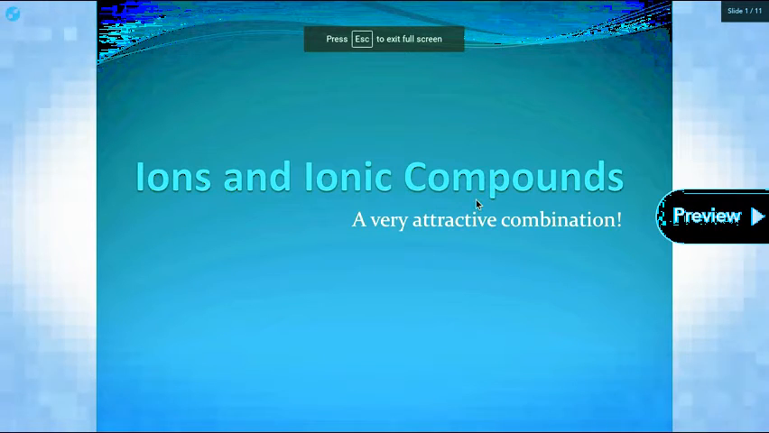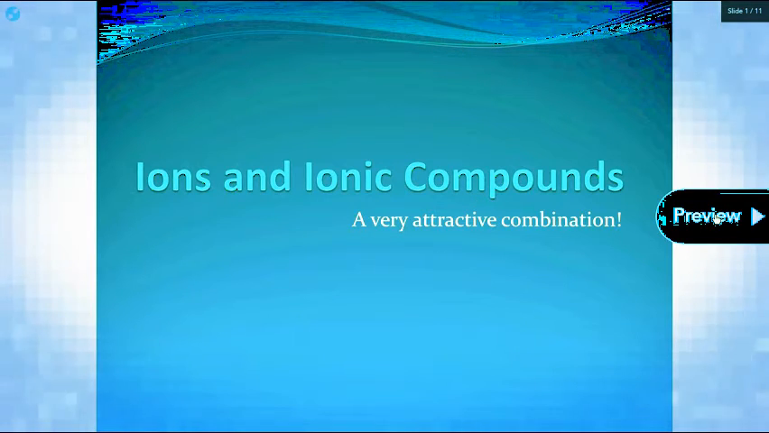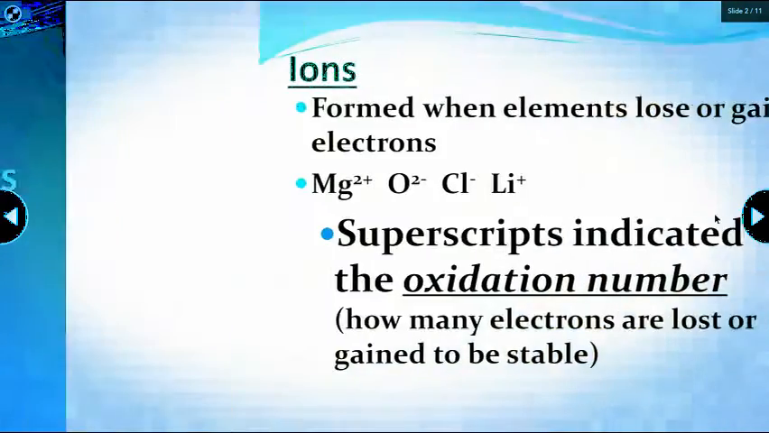So for this video, you will need your periodic table. Make sure you have that, and it should all be labeled from the first video that you watched. So this is ions and ionic compounds, part 2.